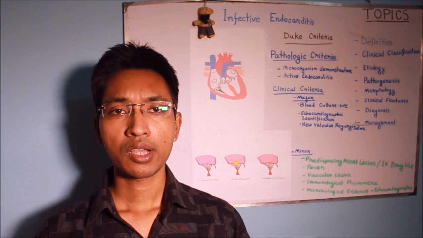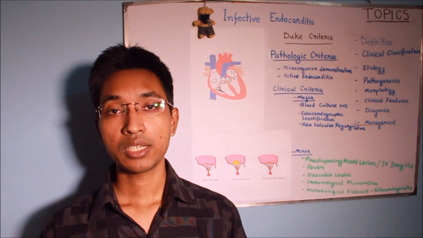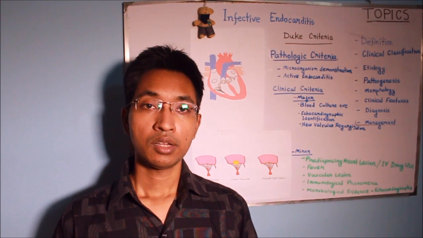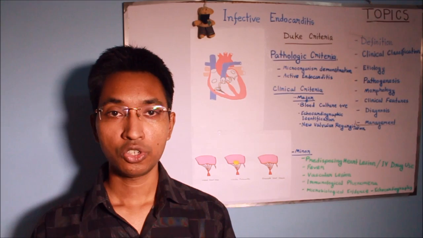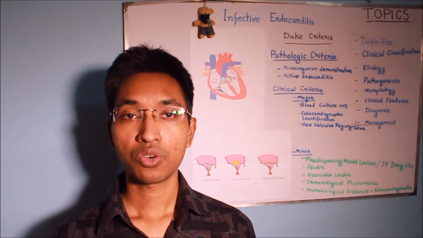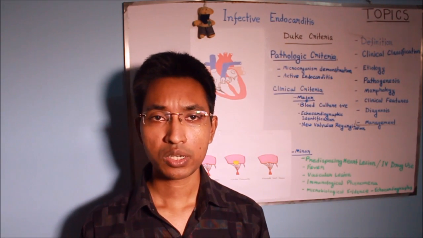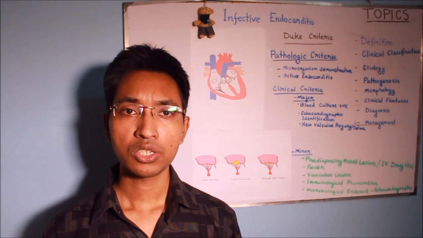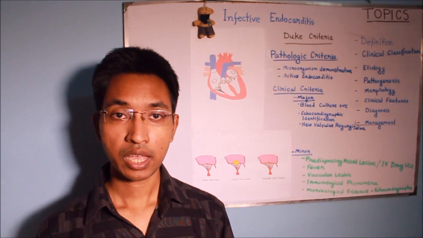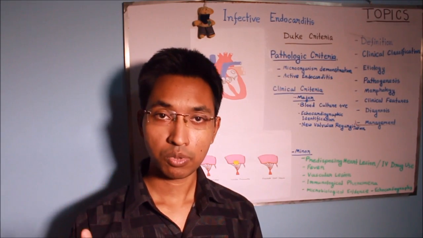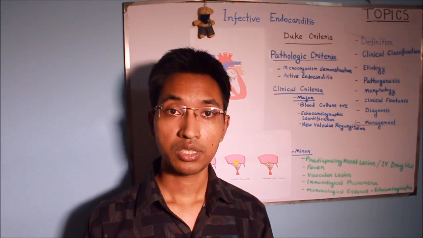Now these criteria were established in 1994 by Duke Endocarditis Service, and they were revised in 2000. In your textbook you will see that they are known as modified Duke criteria, and they are used to establish diagnosis of infective endocarditis. According to these criteria, the diagnosis of infective endocarditis can be definite, possible, or rejected. Now, when will we consider the diagnosis definite?